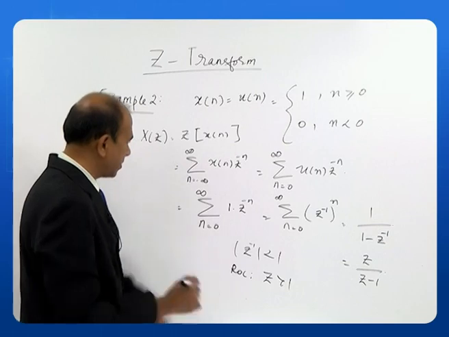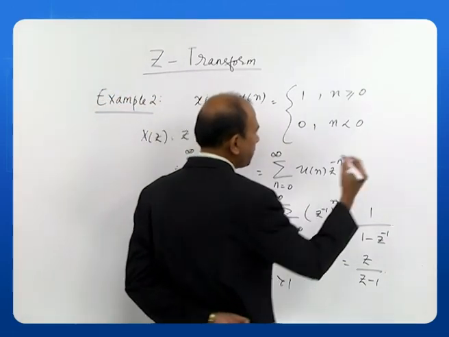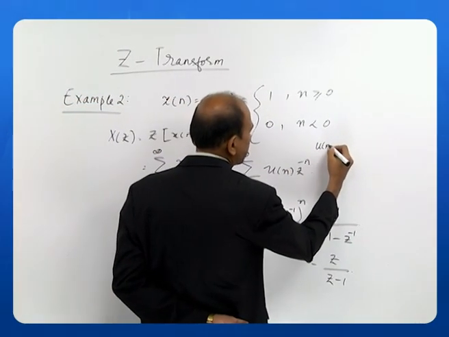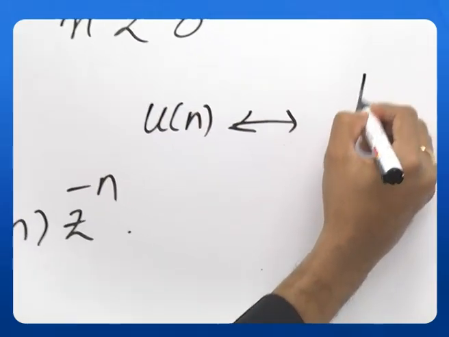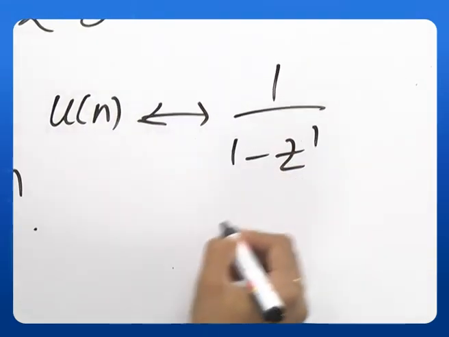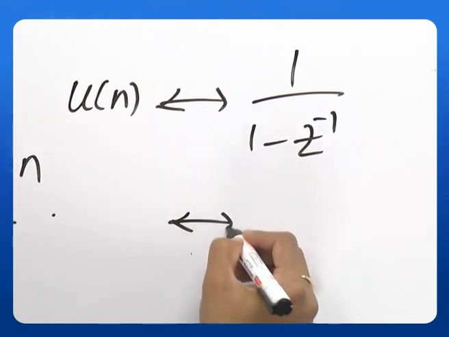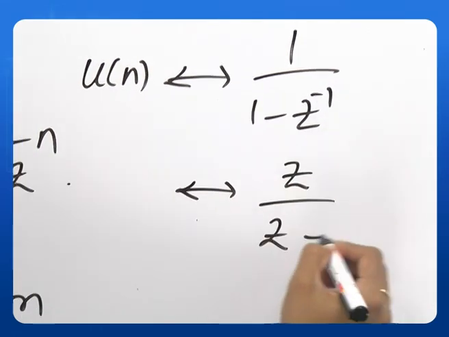So, let us summarize here. The z transform of a unit step function is equal to 1 by 1 minus z to the power of minus 1, or this is equal to z by z minus 1.